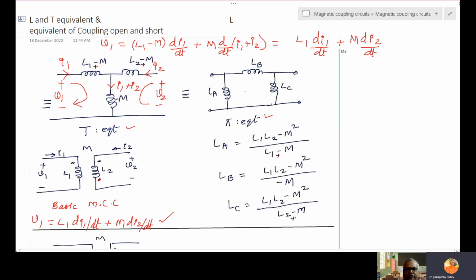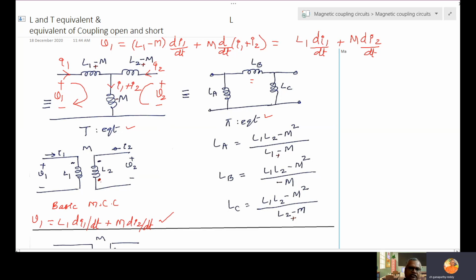Same way, pi equivalent also we can do. LA, LB, LC I have written, with formulas given. L1 L2 minus M square by L1 minus M. So numerators are same, L1 L2 minus M square. LA denominator is L1 minus M, LC denominator is L2 minus M, LB denominator is M. So this is valid when both the dots are upper side.